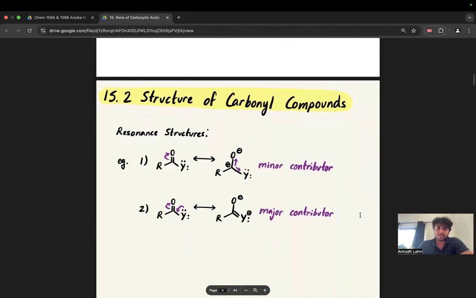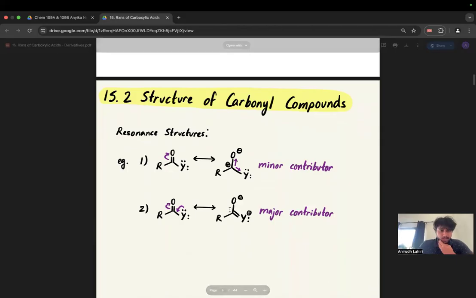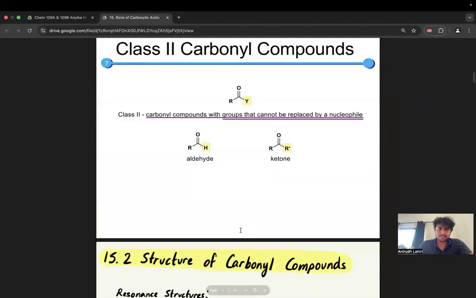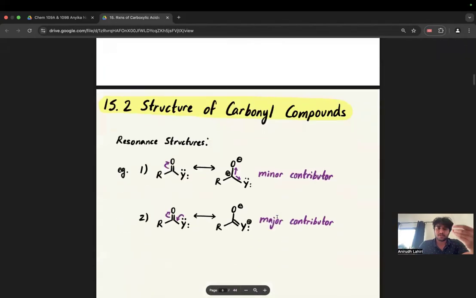Okay, resonance structures. It's very important to know what the major contributor is when we talk about resonance, because these are the structures we use in our mechanisms. Whenever we protonate it, we protonate here and not here, because this is the major contributor. And you might think, why is this the case, because I said that Y is something electronegative?